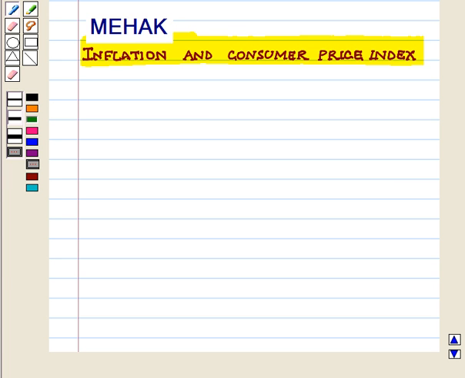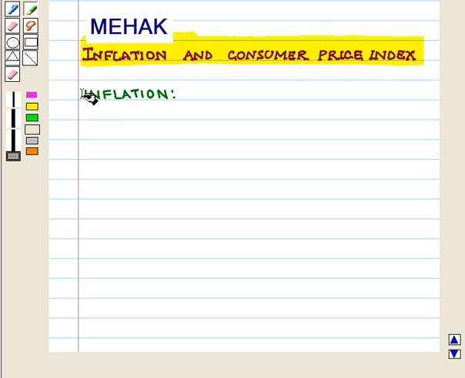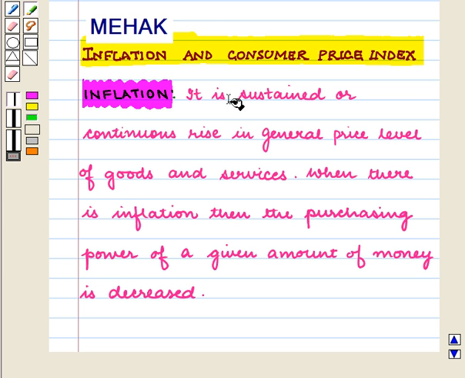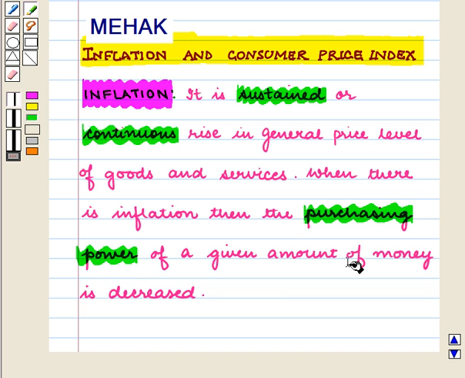In this session, we are going to discuss inflation and consumer price index. Let us start with inflation. Inflation is sustained or continuous rise in general price level of goods and services. When there is inflation, then the purchasing power of a given amount of money is decreased.